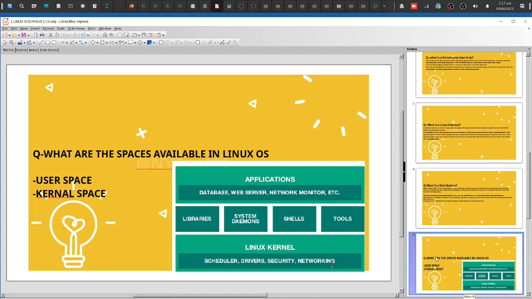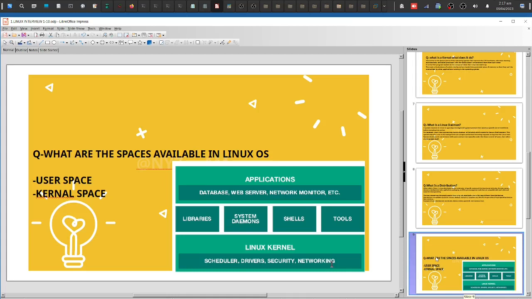The kernel has a different set of memory, and it has some other set of things. It is very important to know the schedulers, the drivers, the security parts, and the networking part of the kernel. They are segregated, isolated from each other. This is a very good part of the Linux OS.